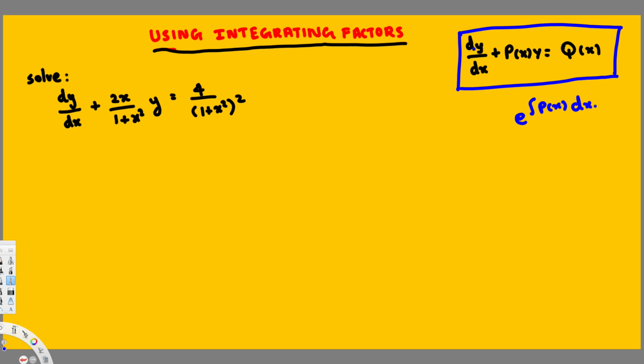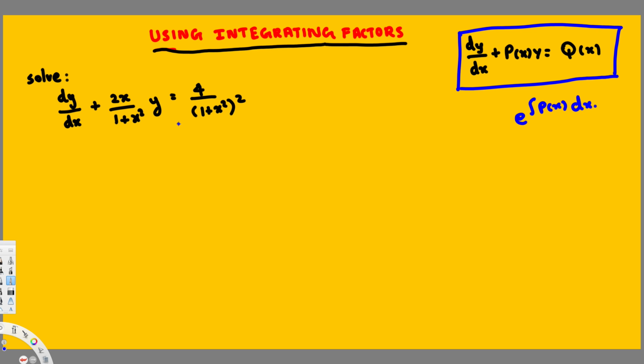Now let's check whether the given equation is in standard form. First we have to have dy over dx, and we have the same thing. Second we have to have p of x, a function of x that multiplies with y. And here, if you notice, we have a function of x that multiplies with y, and on the other side we have a function of x. So this is in standard form already. Now we can go ahead and solve this one.